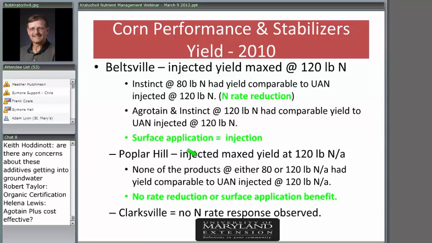At Poplar Hill, we maximized yield with injected UAN at 120 pounds. However, at Poplar Hill, none of the products at either 80 or 120 pounds of nitrogen had yield comparable to UAN injected at 120 pounds. So we had no rate reduction, no surface application in this situation. And at Clarksville, we saw no N rate response, so we were unable to make comparisons.